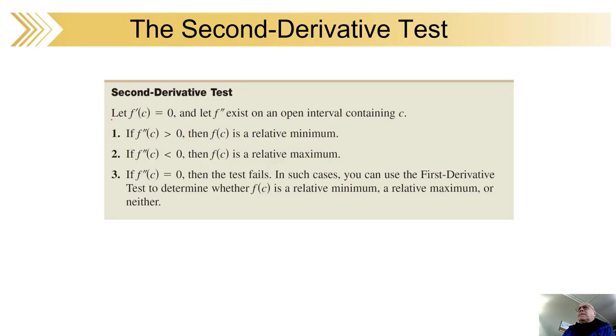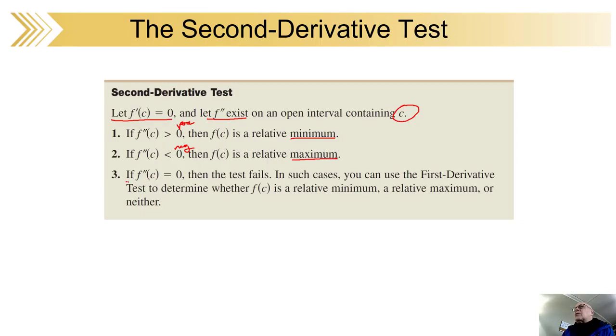So, first derivative is 0, and the second derivative on an open interval contains some x point. If that second derivative is positive, then you got a minimum because it's concave upward. If it's negative, then it's concave downward, and you got a maximum.